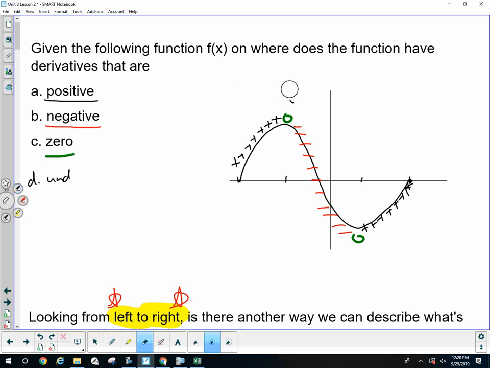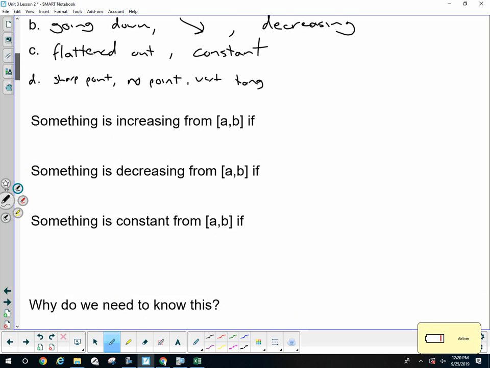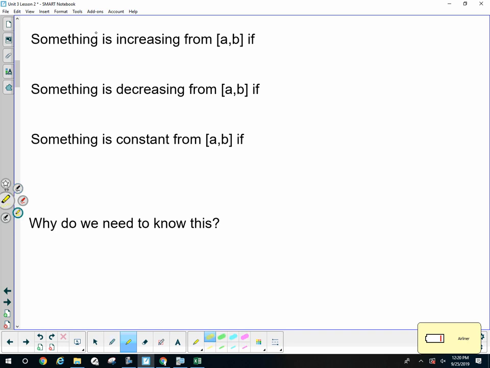But I might be asking you, hey, what if this was f prime? When is f prime going up? Well, when its tangent slopes are positive. F prime would be going up when f double prime is positive. It's very important to not stay in the world of f prime. Because, and this is very important, something is increasing or going up if its derivative is positive, if its tangent slope is positive.